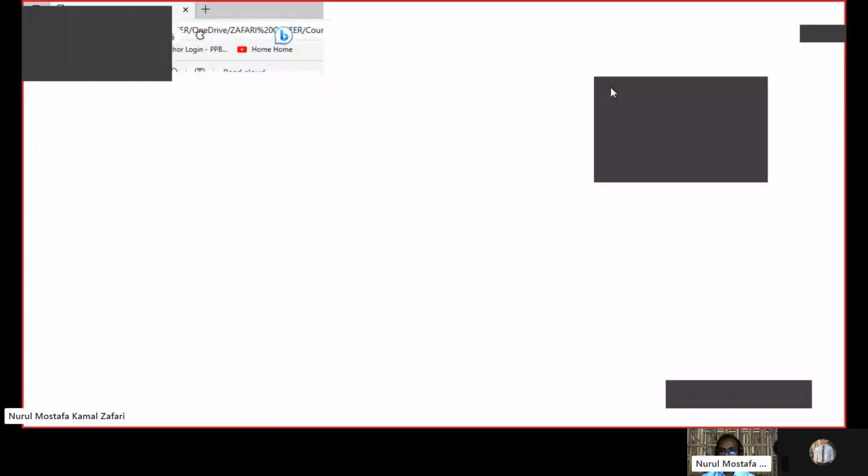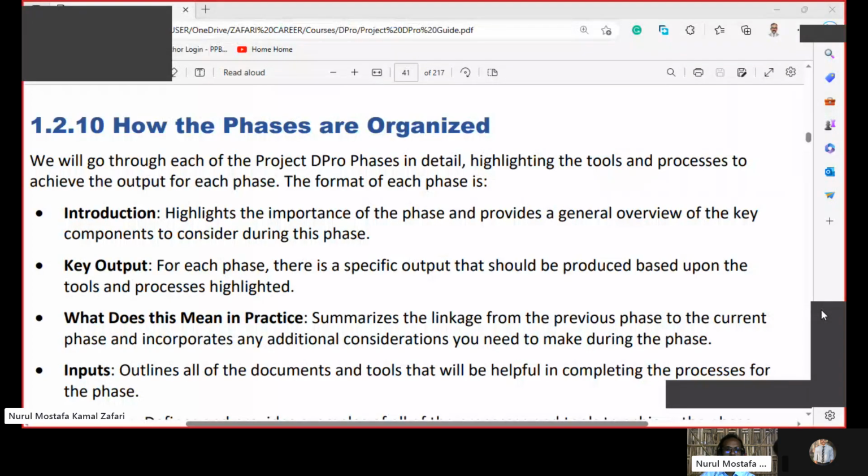Dear respected colleagues, as we were discussing, I think this is 8:11 p.m. Bangladesh Standard Time, and we have finished the first session till page number point number 1.2.9.